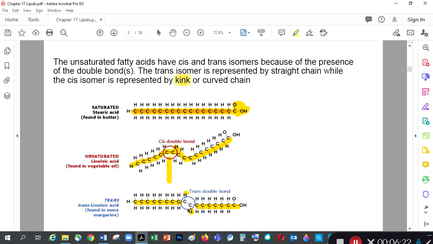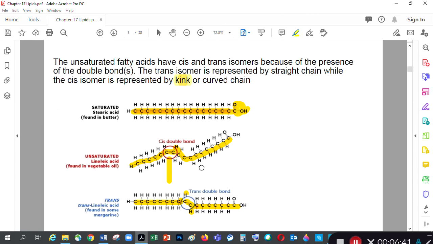There's no problem with the trans. You see, the trans is straight. There's no kink, like going up and down. So if I want to just make it here, see here, just one chain, no kink. Here it goes up and then goes down.